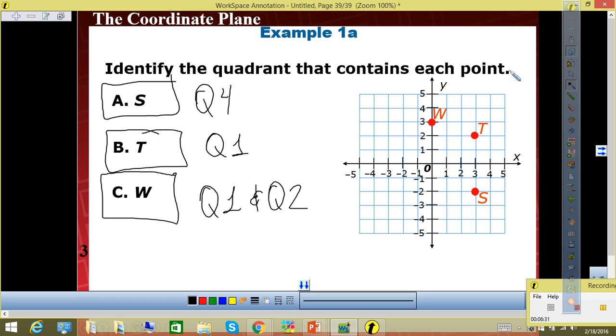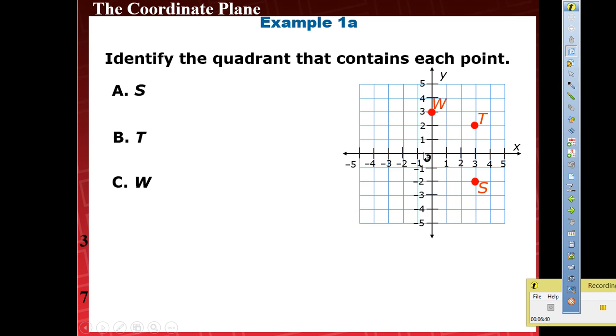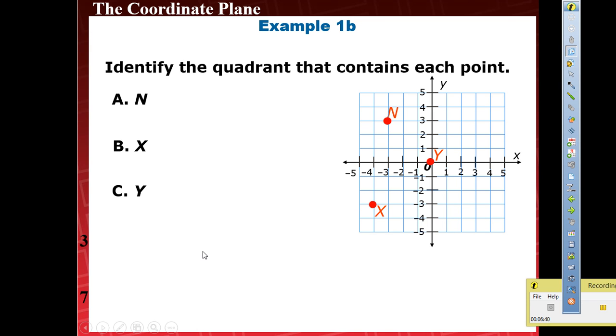All right, let's go to the next one. Look up, please. Look at this one. Don't say it out loud, okay? Share with your neighbor which quadrant each of these points is in.